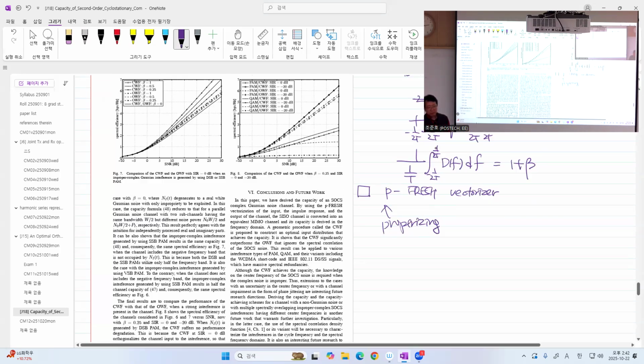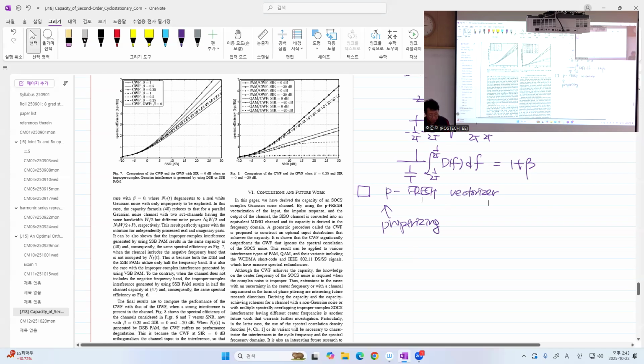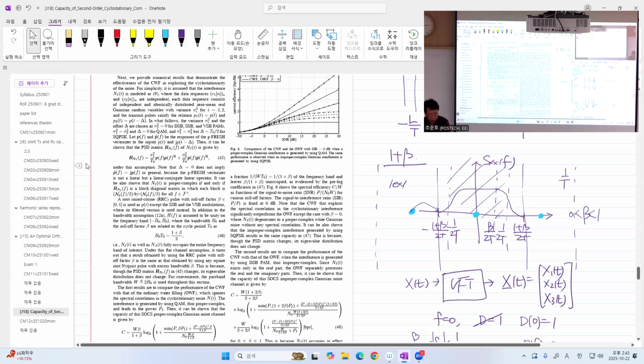Anyway, so here the idea is very interesting. If I just tell you the result, this P-fresh, properizing fresh vectorizer has a very similar structure to the original fresh vectorizer. But it not only generates the vector-valued signal, but also the input that is improper now becomes proper at the output, and also stationarized. And let's see its interesting structure.